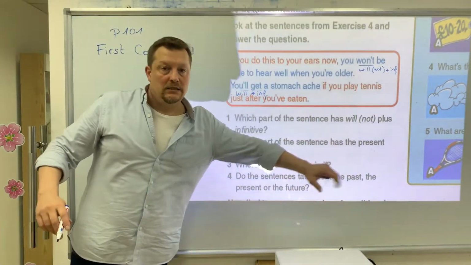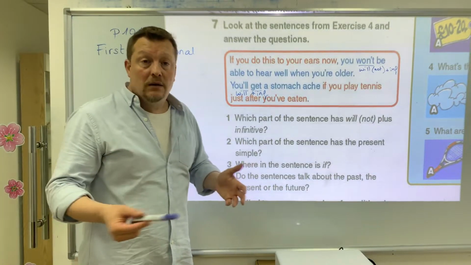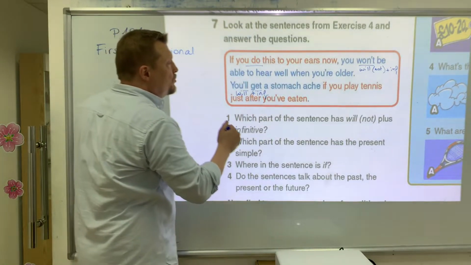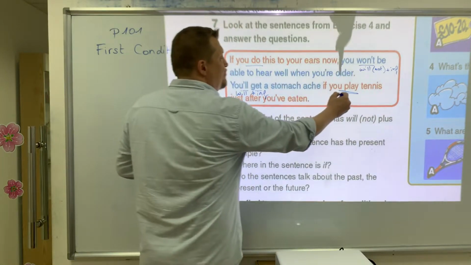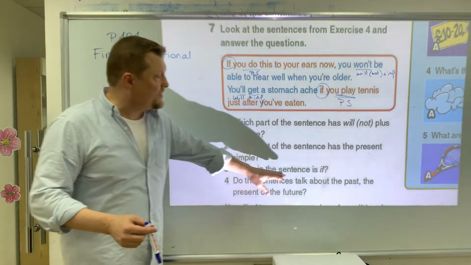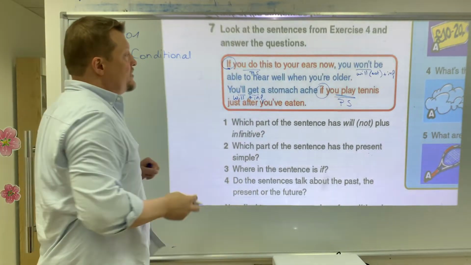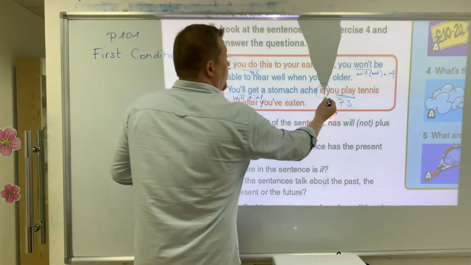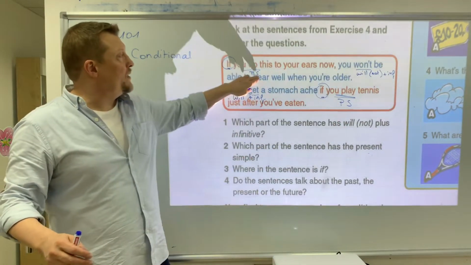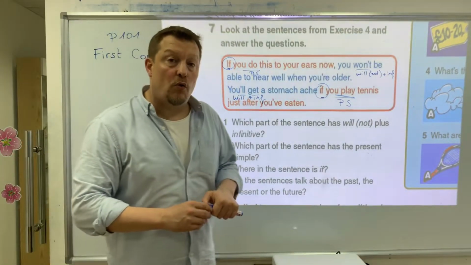Which part of the sentence has the present simple? Well, the present simple is the first tense you learn. So you do this. To do something, you do this. If you do this, if you play, so that's the present simple right here. Present simple. And number three, where in the sentence is if? If here is at the beginning of the sentence. Here it is in the middle of the sentence, but it's at the beginning of the present simple clause, isn't it?